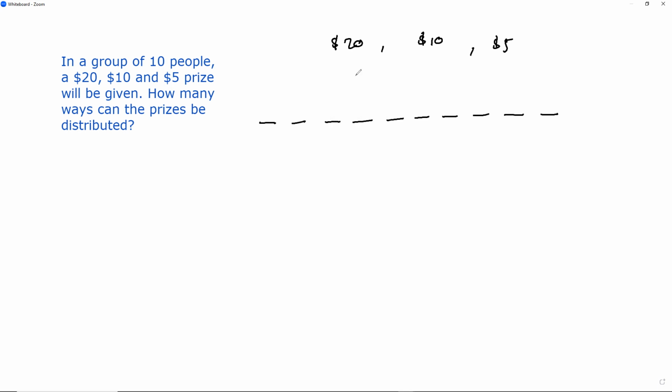1, 2, 3, 4, 5, 6, 7, 8, 9, 10. And we're saying that if we want to put $20, let's say this guy gets 20, this one gets 10, this one gets 5. Or this one gets 20, this one gets 10, this one gets 5, or this one gets 20. And this will take forever, because there are so many combinations there. But if we look at it, we have a total of 10 people.